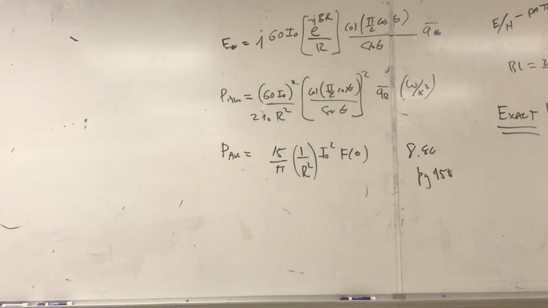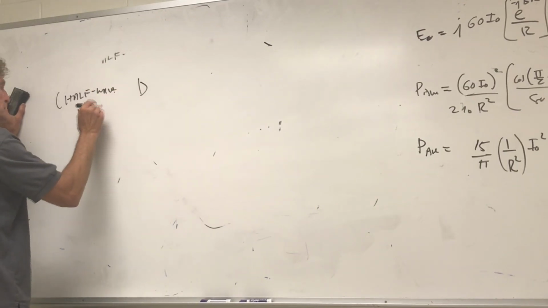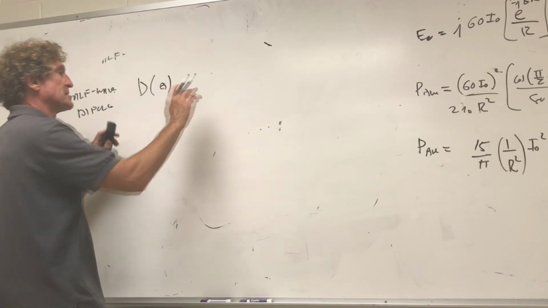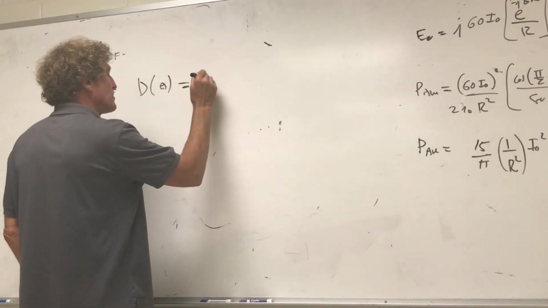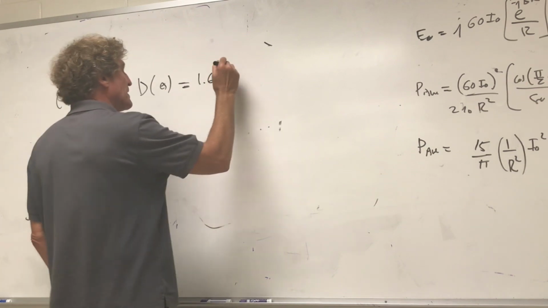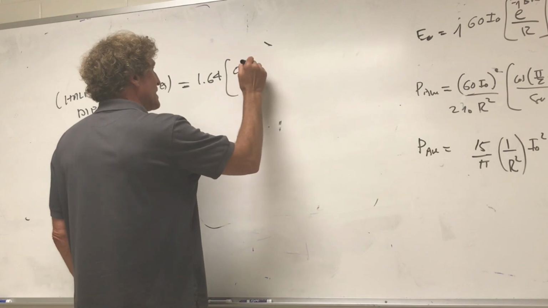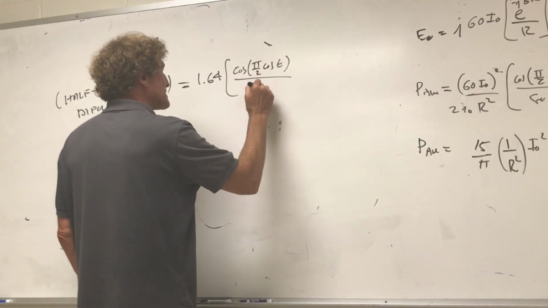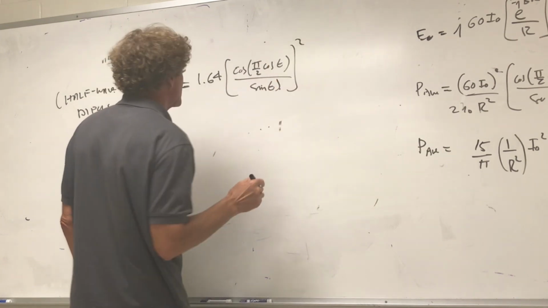The directivity, and this will be for a half-wave dipole, D as a function of theta, assuming it's oriented along the z-axis at the origin, is going to be equal to 1.64, and then it's going to have that angular variation, which is cosine of pi over 2 cosine of theta over the sine of theta, squared. Now, that's the directivity.